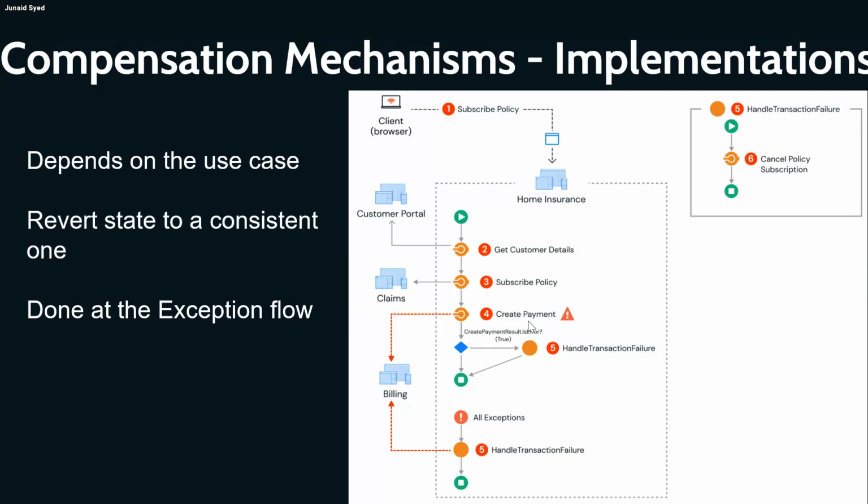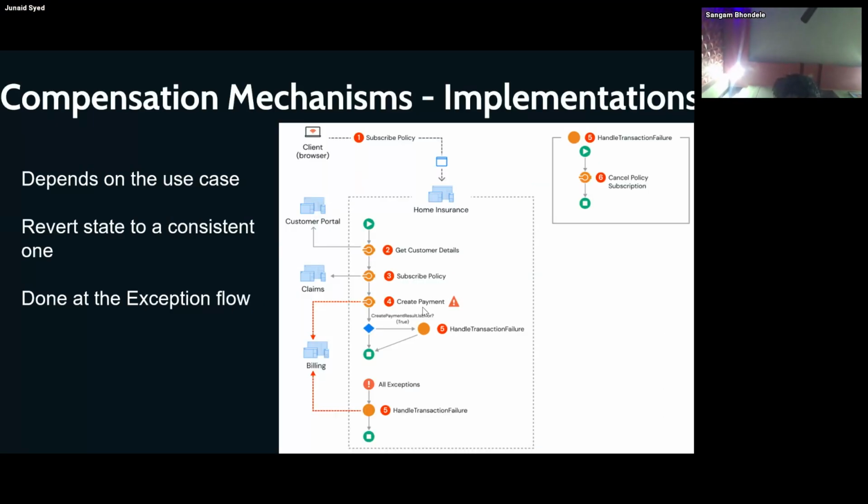So the compensation mechanism depends on the use case, like I mentioned. The final goal is to revert the state of the system to a consistent state. So my system should be in a stable state. For example, if we talk about the same situation where the payment has failed, I want to make sure that the claims application is also aware that the policy is no longer valid. So I need to ensure that the claims application is also aware of that. And finally, the customer should also be aware that his policy subscription has failed, right?